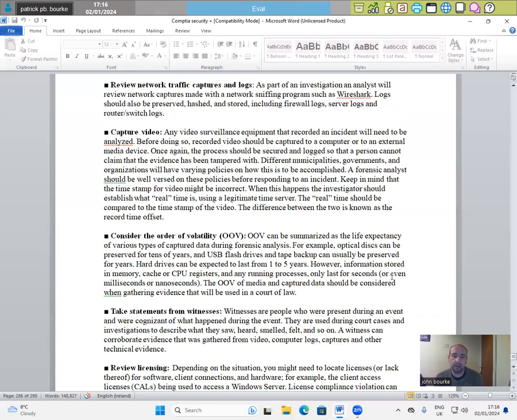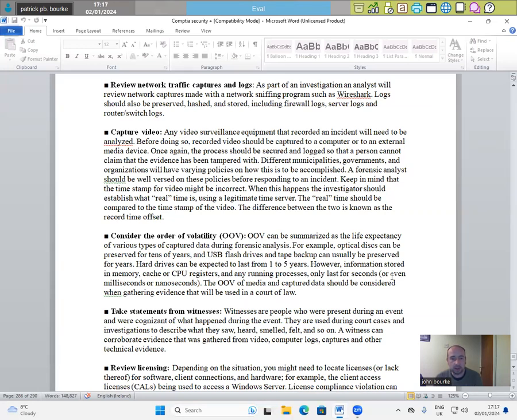Any video surveillance equipment that recorded the incident will need to be analyzed. Before doing so, recorded video should be captured to a computer or to an external media device. Once again, the process should be secured and logged so that a person cannot claim that the evidence has been tampered with. Different municipalities, governments, and organizations will have varying policies on how this is to be accomplished. A forensic analyst should be well versed on these policies before responding to an incident.